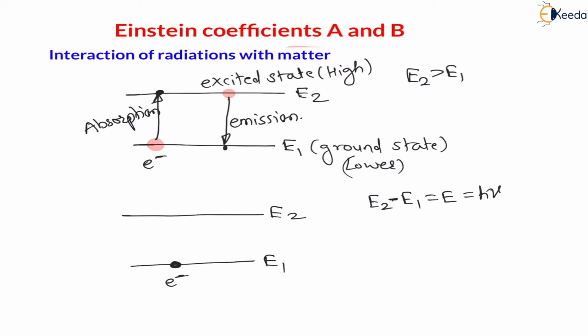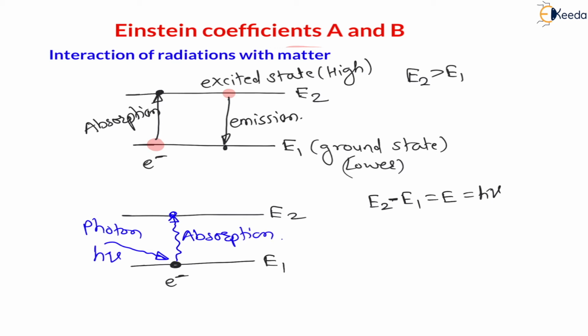Now what I will do, I will give one photon to the lower energy level. This is a photon, right? I will give one photon of energy h nu to the lower energy level. Now my dear students, because of this external energy source, the electron in the lower energy state or ground state will get excited to travel towards the higher energy state, and the process is called absorption, right?